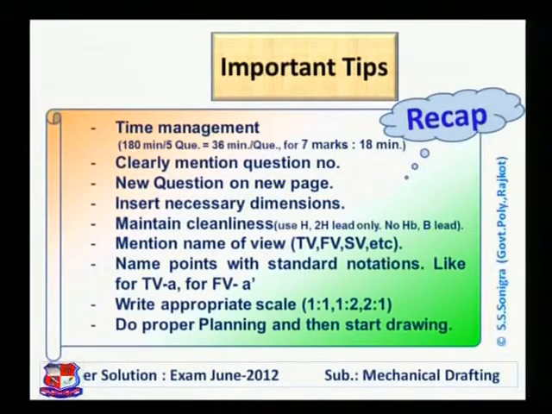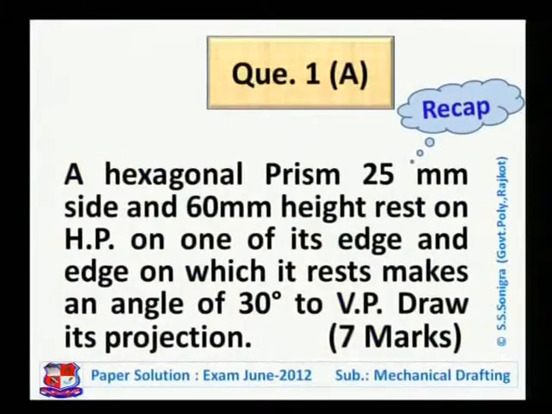In a drawing subject, it is very important to plan the drawing. Suppose front view, top view and side view are to be drawn, first we have to do time management, then planning of the usage of the paper, because sometimes the drawings go outside the paper, so that should not happen. Now question number 1: a hexagonal prism 25 mm side and 60 mm height, dimensions are given.